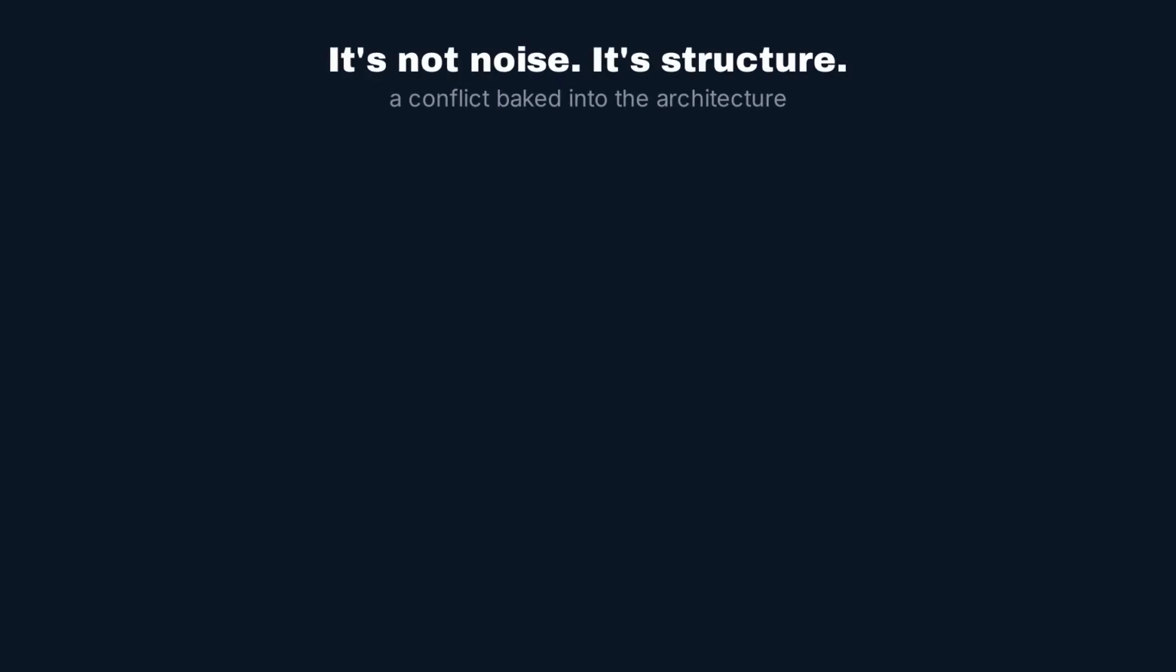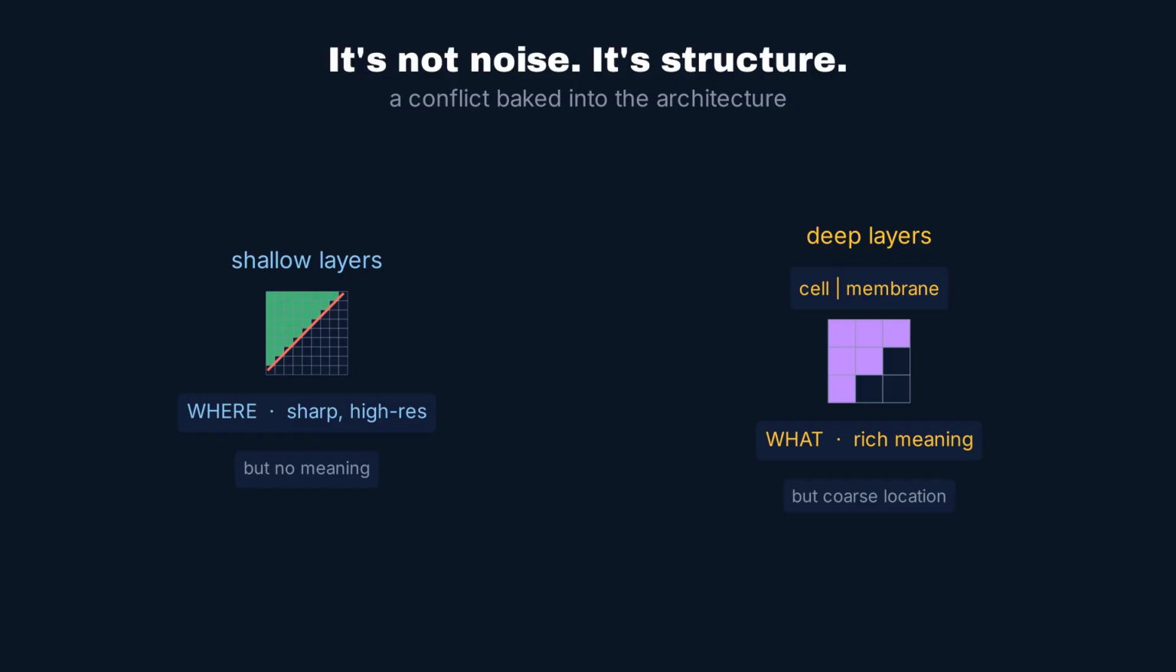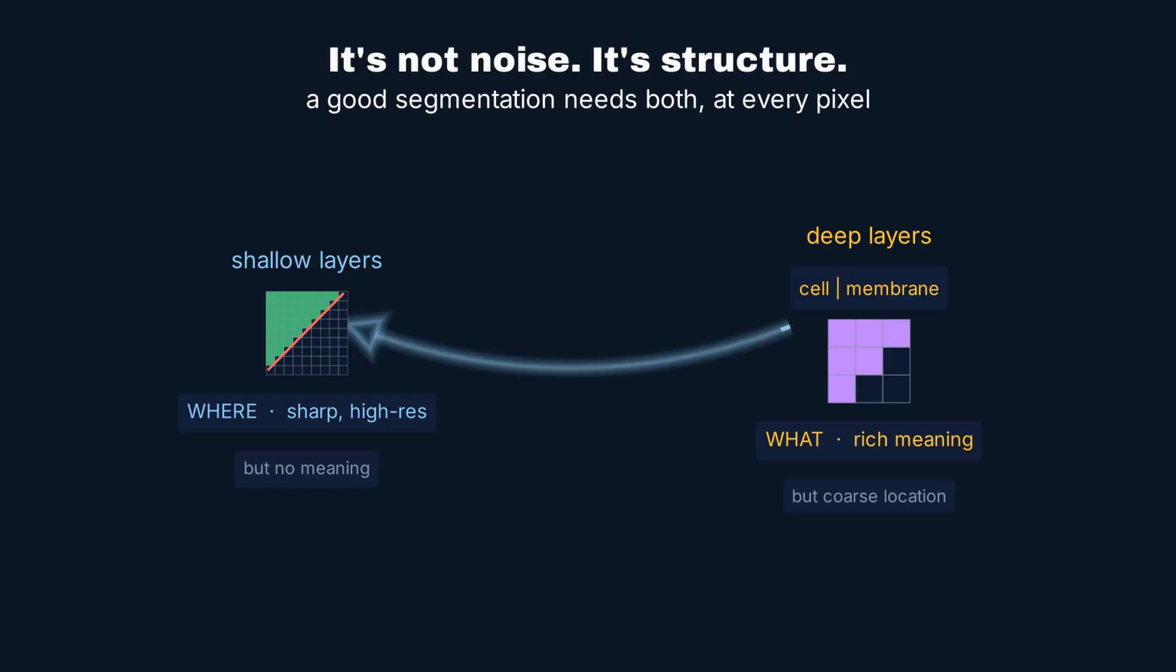Now, this looks like a flaw. It's actually the key. Think about what lives where. The shallow layers, near the input, still have sharp, precise location, but little meaning. The deep layers, further in, are rich with meaning. They know cell from membrane, but their location is coarse. Sharp location, no meaning. Deep meaning, no location. Each half holds exactly what the other is missing. So what if you didn't choose? What if you connected them?